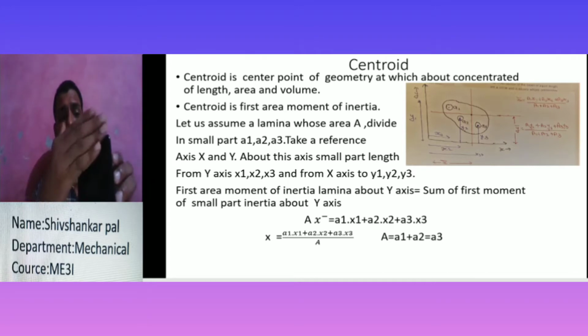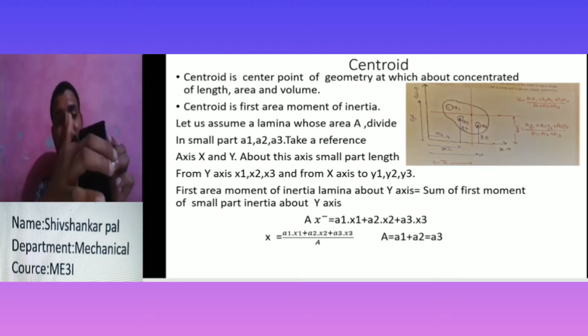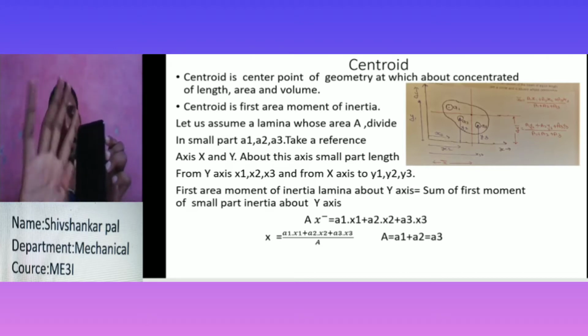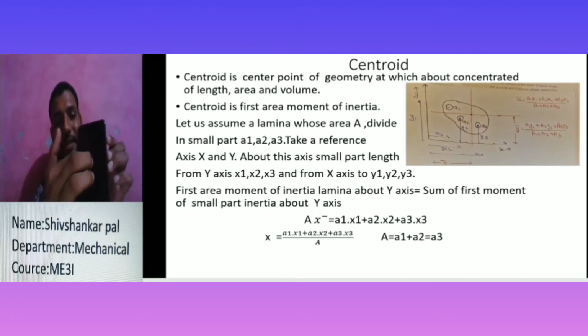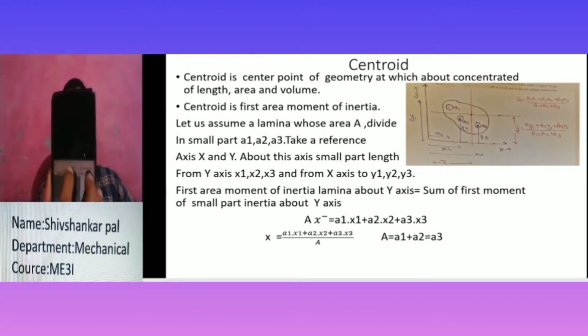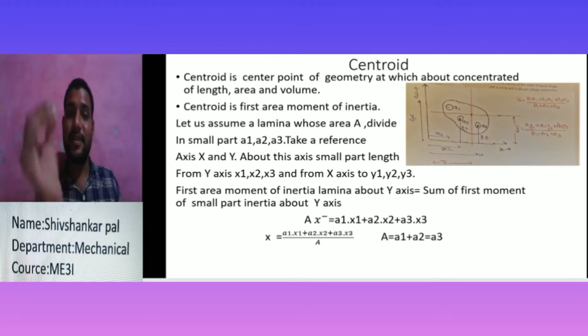And when I see only the geometry of the object, that is the rectangle, half of the length and half of the width, that is the point, that is the centroid. Basically, centroid is the geometrical property of an object, but center of gravity is the point about which mass is concentrated.